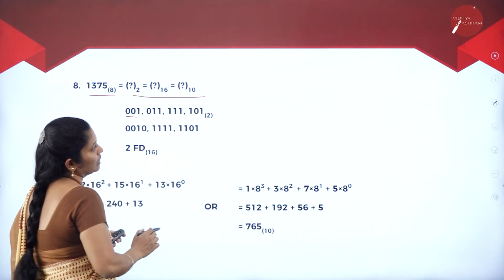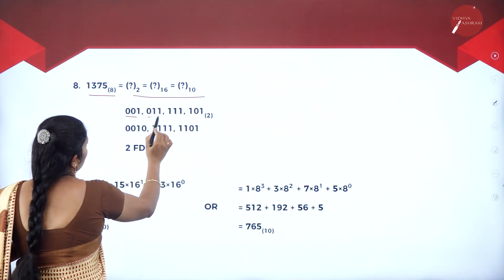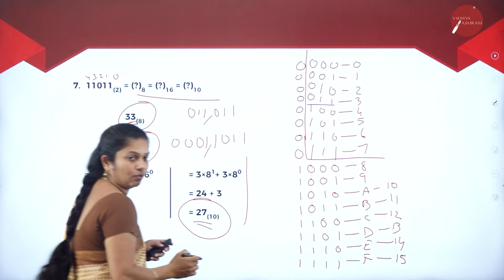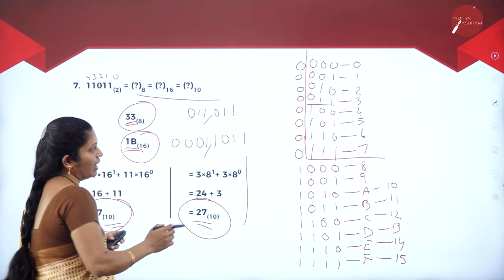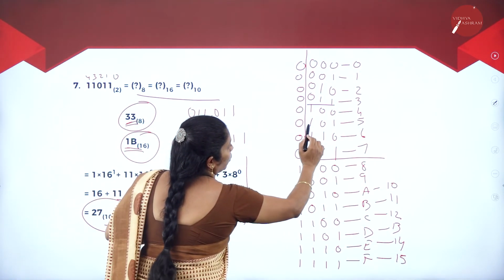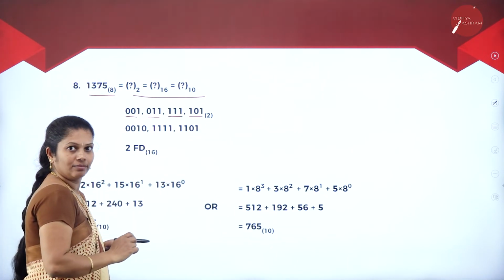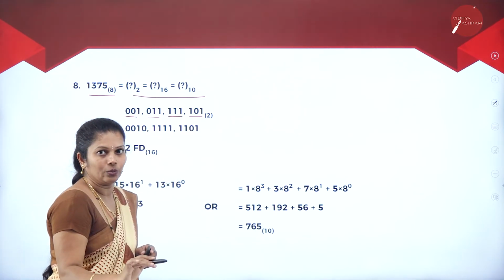Next, for 3, what is the value? 011. Here we have written 011. Then for 7, we have written 111. In the same way, for 5, what is the binary value? 101. Here we have written 101. If you write this out, then we get the binary value.